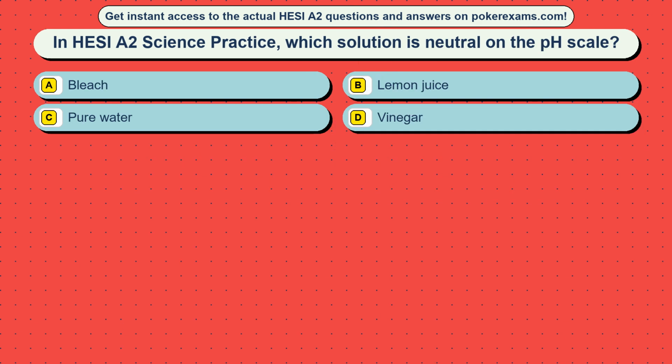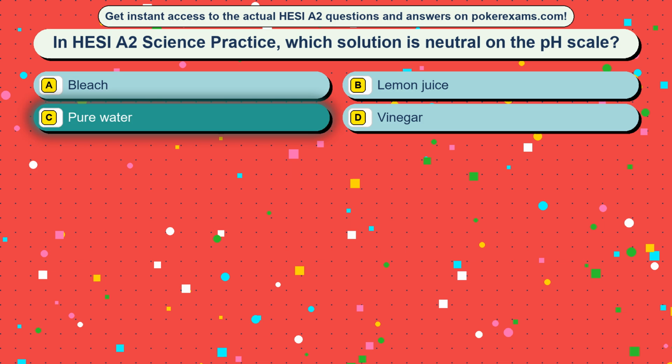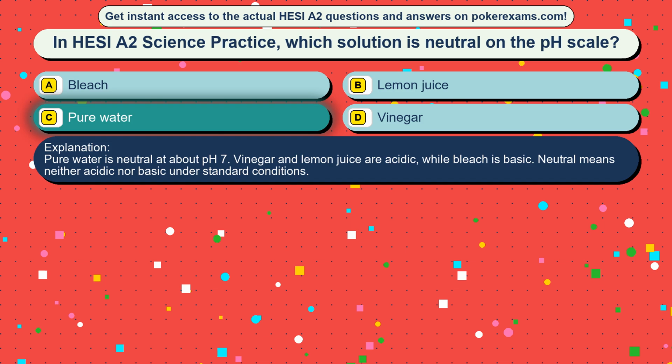Question 3. In HESI A2 Science Practice, which solution is neutral on the pH scale? Option A, bleach. Option B, lemon juice. Option C, pure water. Option D, vinegar. The correct answer is option C, pure water. Pure water is neutral at about pH 7. Vinegar and lemon juice are acidic, while bleach is basic. Neutral means neither acidic nor basic under standard conditions.